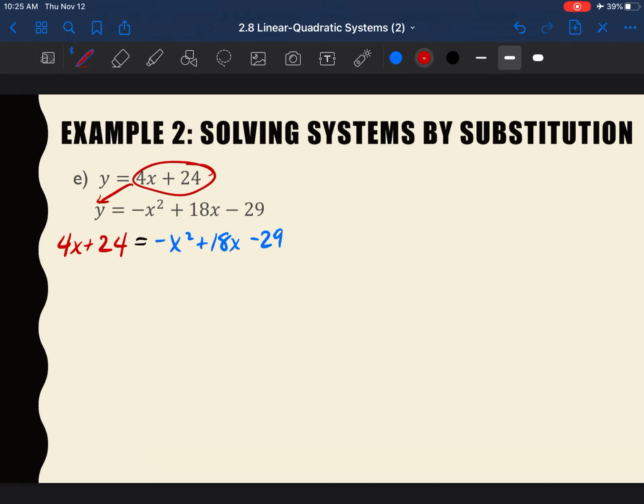Remember, I like to have the x squared be positive, so I'm going to add x squared to both sides, and therefore I'm just going to move everything that way. So I'm going to minus the 18x and plus the 29. So plus the 29, and I'm also going to add or subtract the 18x. So then what the equation is going to look like is x squared. 4 minus 18 is negative 14x. And then, let's see, when you add 29, that would be 53.